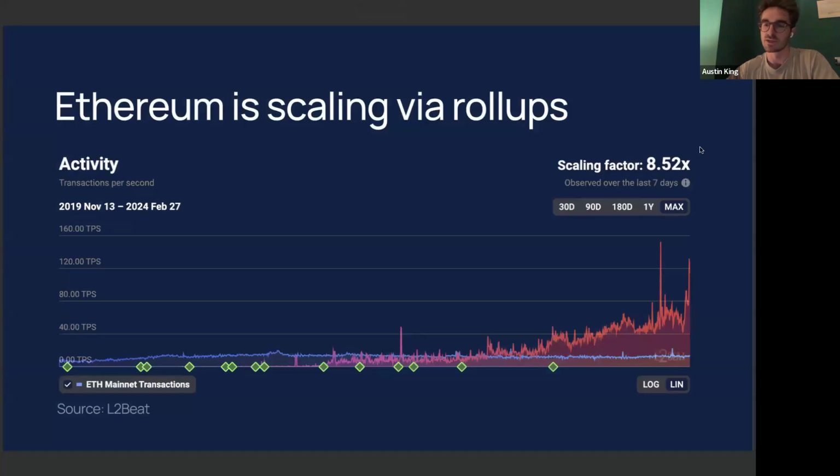So, this chart is from February 27th. I think it's steadily over a scaling factor of 10x now. So this is super exciting. Ethereum is moving to rollups finally. Not finally, it's really hard to make these technologies.